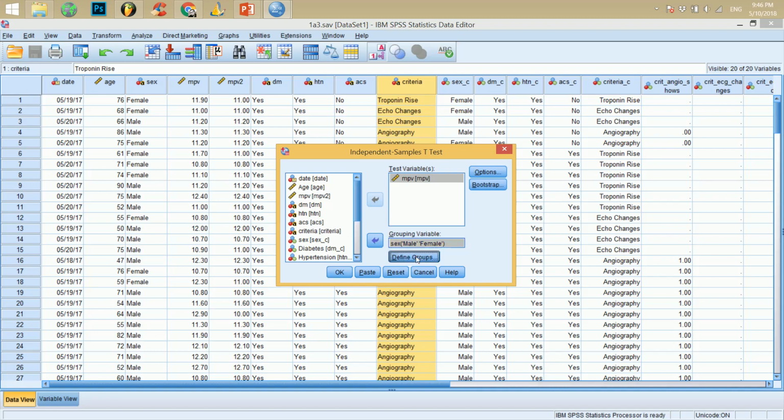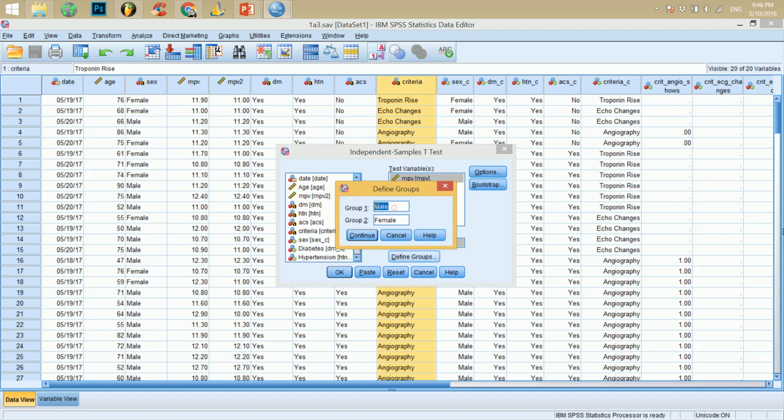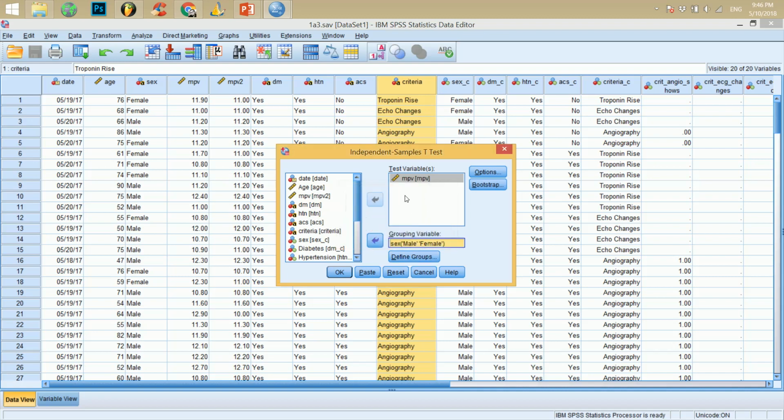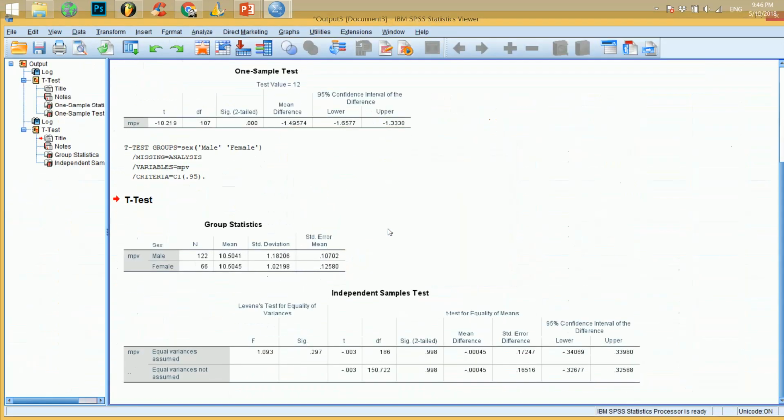You need to click to the define variable section and you need to mention the types of the two categories of the categorical variable. And once everything is set up, you press OK. And we get these two tables again. The first one is again group statistics, which tells us about the mean in males versus mean in females. And the second table tells us about whether this is statistically significant or not.